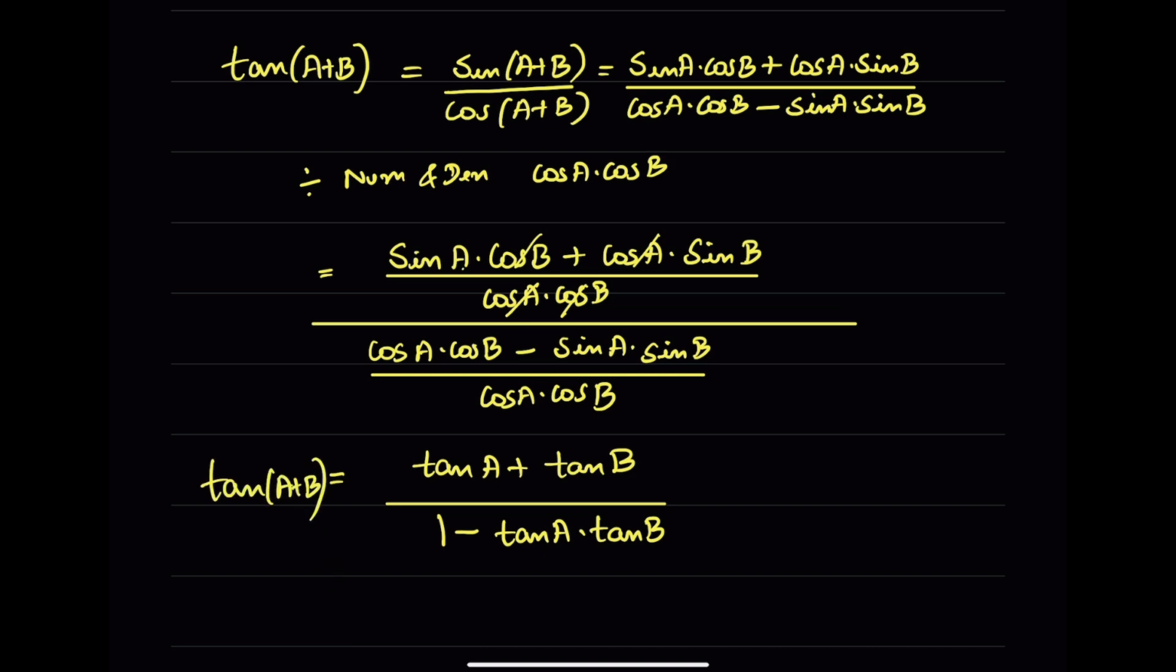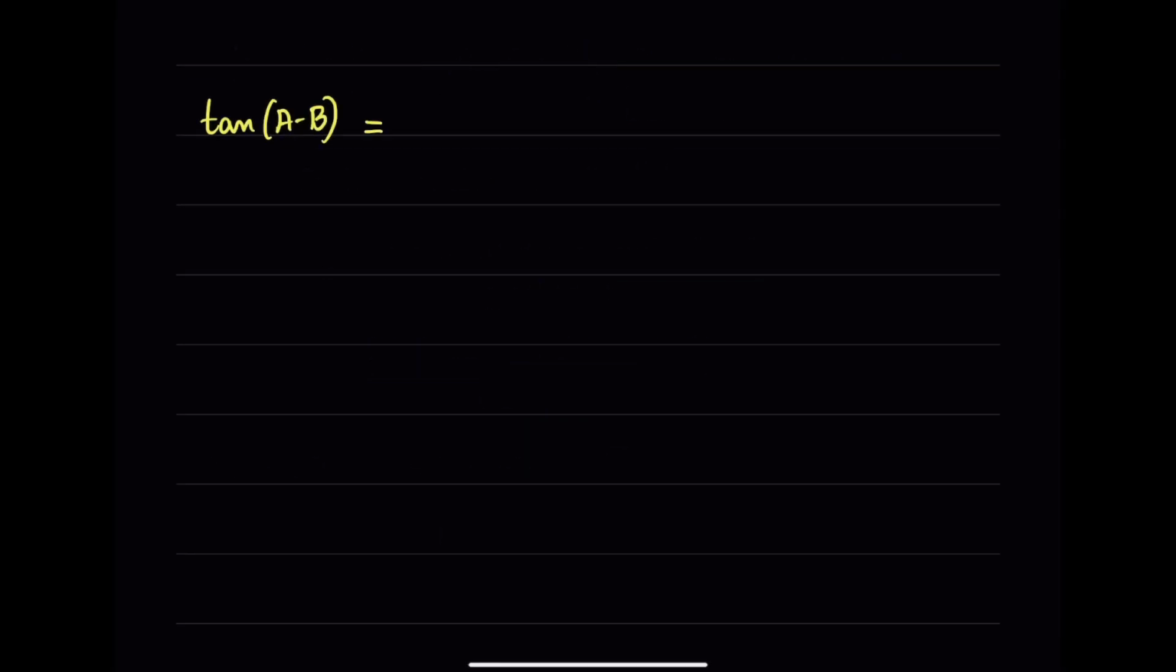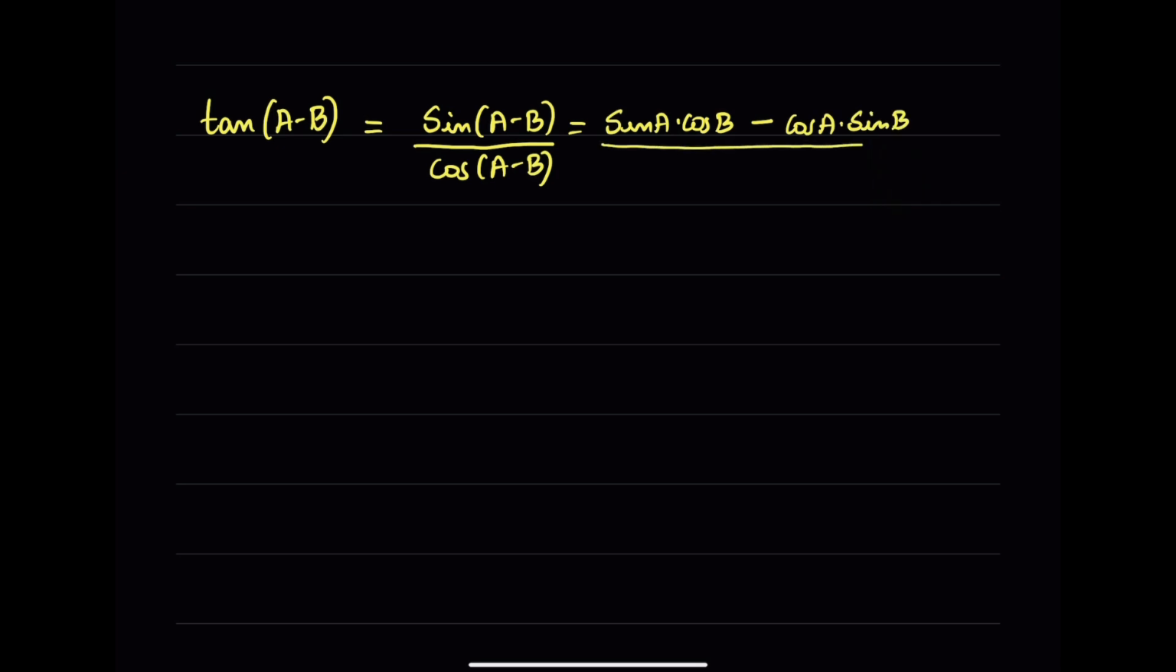So please add this to your formula sheet. Now we'll continue with tan of a minus b. Tan of a minus b is sine of a minus b divided by cos of a minus b. Now let's apply the formula we learned earlier. So this is sin a cos b minus cos a sin b divided by cos a cos b plus sin a sin b.